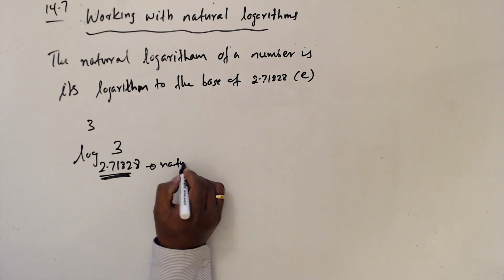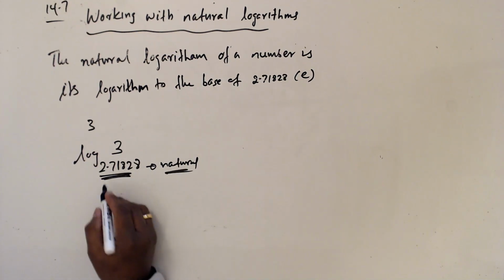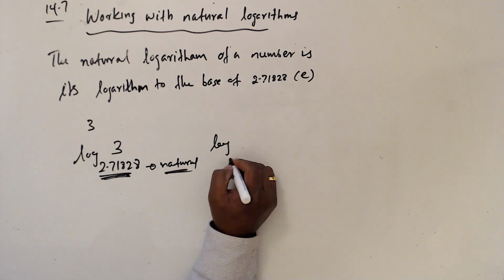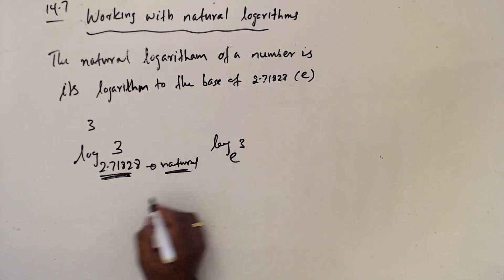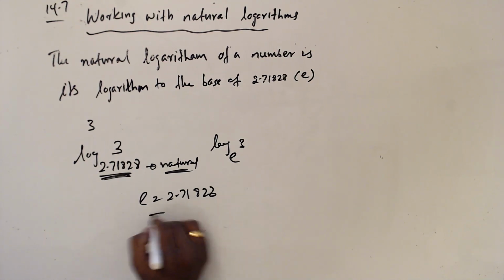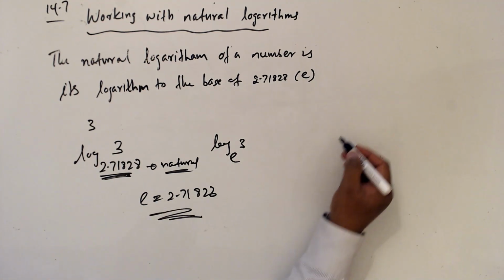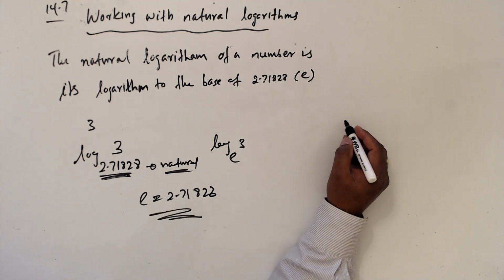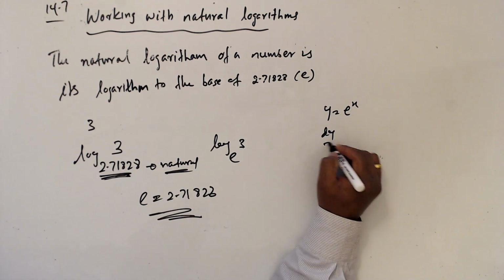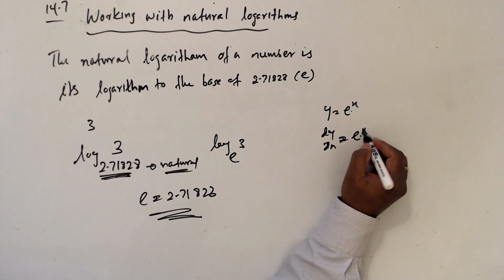We use this as natural. This value is also referred to as e, so you can write log base e of 3. What is the e value? 2.71828. We discussed what is the specialty of this number. When you draw y equal e to the x and its gradient graph, it is still the same graph.